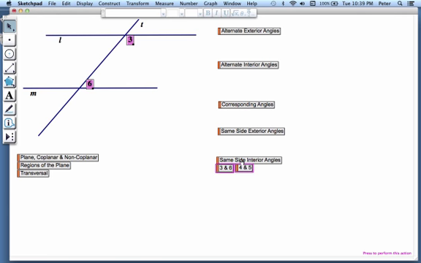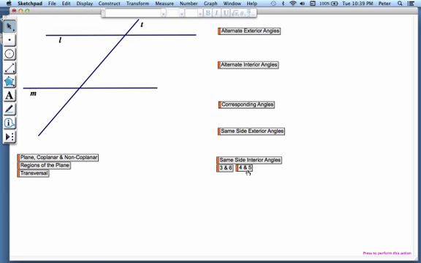Same side interior angles like 3 and 6 and 4 and 5 are both on the same side of the transversal, but they are in the interior region between the parallel lines.